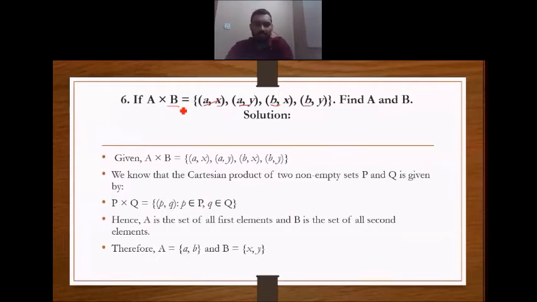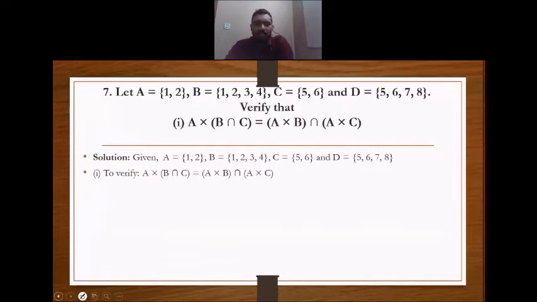That is it. Seventh question: if A equal to {1, 2}, B equal to {1, 2, 3, 4}, C equal to {5, 6}, and D equal to {5, 6, 7, 8}, verify that A cross (B intersection C) is equal to (A cross B) intersection (A cross C). So we have to do this. First verify the left hand side. So LHS equal to A cross (B intersection C).